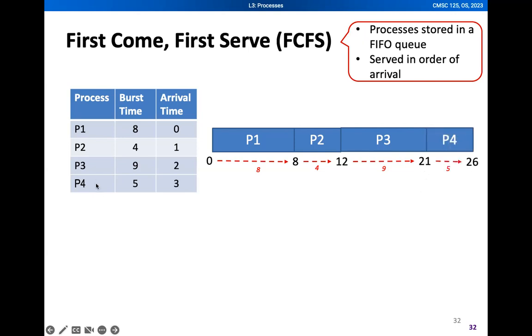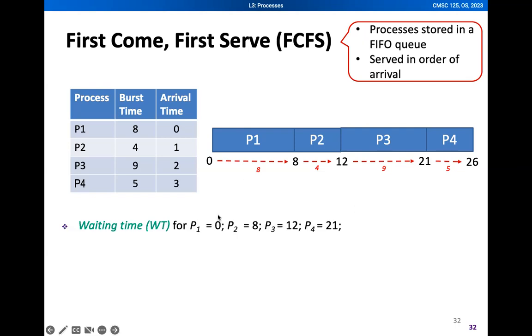And lastly, P4 got to execute after 21 seconds, the time that P1, P2, and P3 have executed. And P4 has a burst time of 5. Okay, so it got completed at the 26th millisecond. So now, what would be the waiting time?